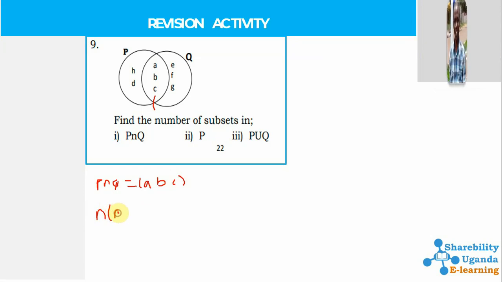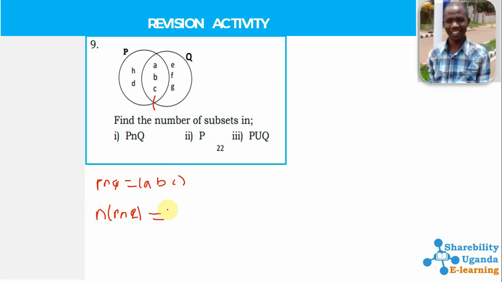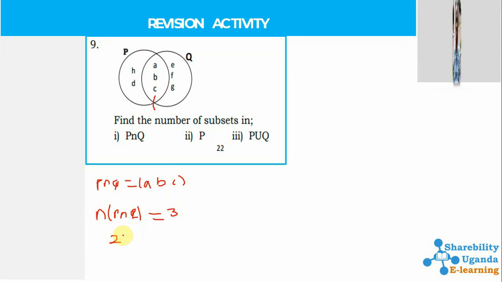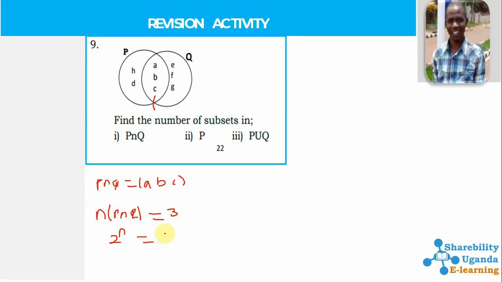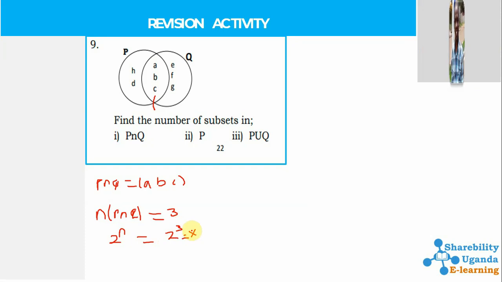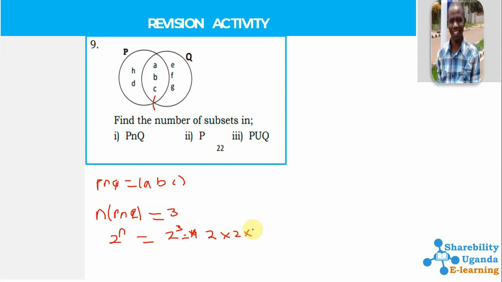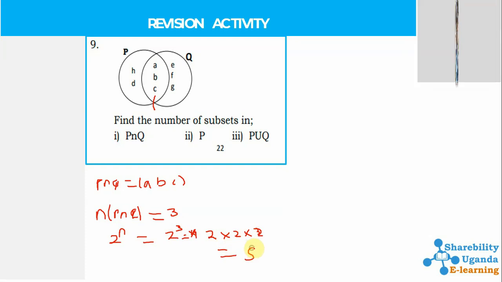We need to know the number of P intersection Q. We said we only need to know how many they are. So there are 3. That means to get the subsets of this, we use again our formula, 2 to the power n, where n is the number of elements in P intersection Q. So here we get 2 to the power 3, which is the same as 2 times 2 times 2, 3 times, and we get 8. 8 subsets.